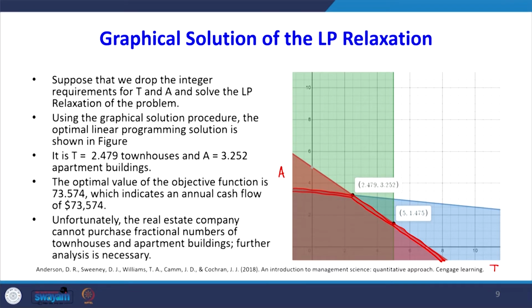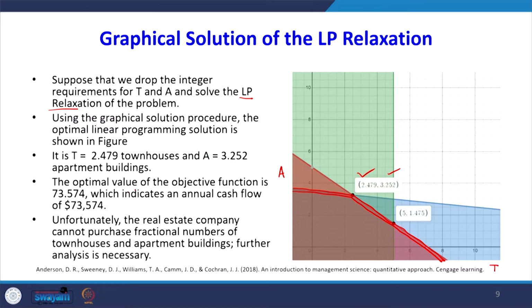Now, we will go back to the presentation. Suppose that we drop the integer requirements for T and A and solve the LP relaxation of the problem. What is the meaning of LP relaxation? Initially it was an integer problem. So, you relax that integer constraint, then you solve it as usual as a simple LP problem, and that is called LP relaxation. Using the graphical solution procedure, which I solved with the help of Desmos, the optimal linear programming solution is shown in the figure.